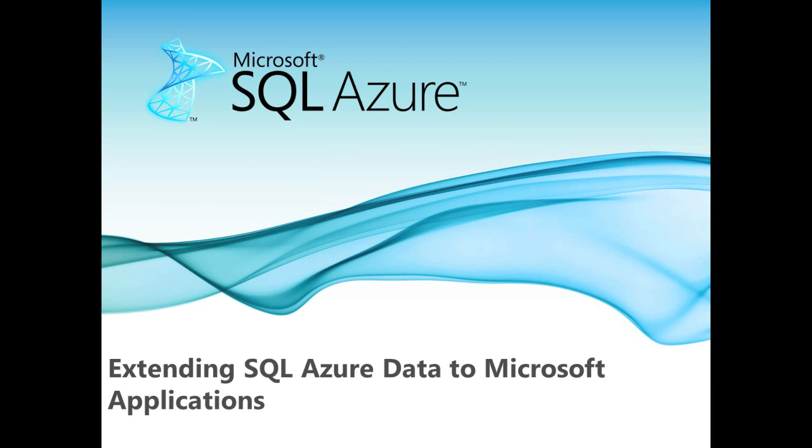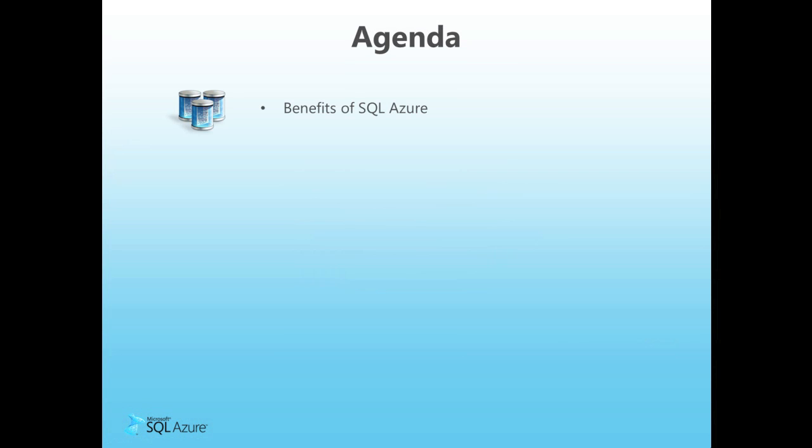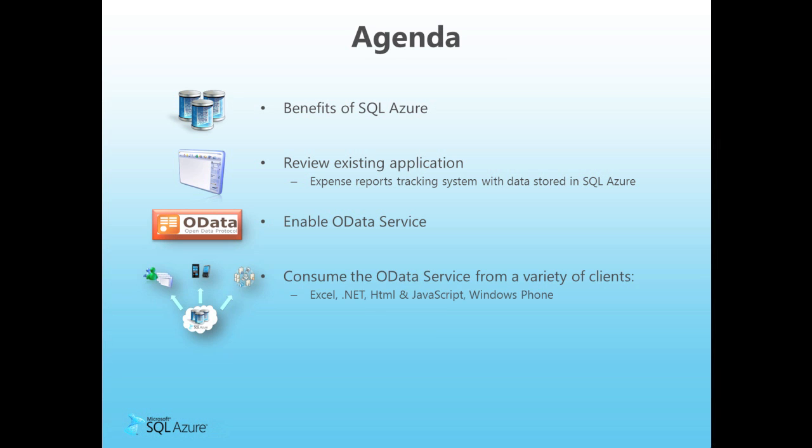In this walkthrough, I'll demonstrate how easy it is to extend, share, and integrate your SQL Azure data with any application via an OData service. First, we'll review the benefits of using SQL Azure. Then we'll do a brief review of an existing application built with ASP.NET MVC3 that stores employee expense reports in SQL Azure. I'll then enable this server application to expose some of the data via an OData service. Finally, I'll show how a variety of different client applications can interact with this OData service, and I'll demonstrate how to use the OData service within Excel, JavaScript, and also Windows Phone 7.